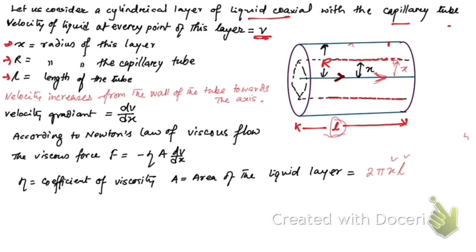So now we can write this formula in this way: F is equal to minus eta, instead of A we write 2 pi x into L, then dv by dx. That's what we have, right? Let me take this as equation number 1. Now let me copy this equation and go to the next slide. Okay, so here is the equation.